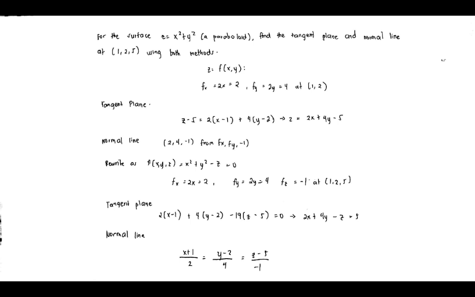So for our normal line, we substitute it. So we have (x minus 1) over 2, based on our tangent plane, equals (y minus 2) over 4 because we have 4 here, equals (z minus 5) over negative 1.